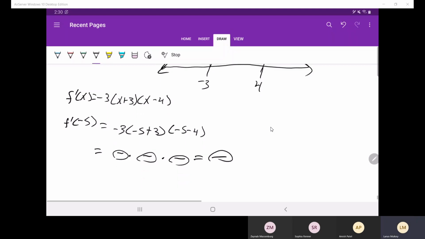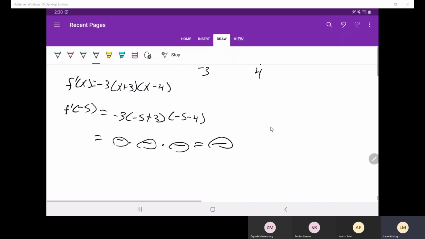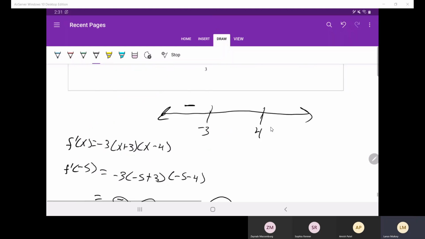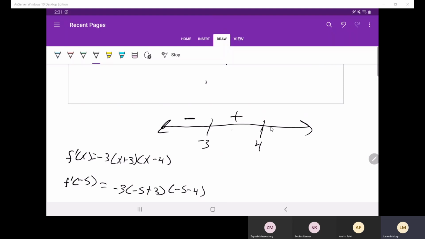So now we're going to do what's between negative 3 and 4. We're going to do f of 0. f(0) equals negative 3 times 0 plus 3 times 0 minus 4. So that equals negative times positive times negative. Negative times positive is negative. Negative times negative equals positive. So it's increasing right here between negative 3 and 4.